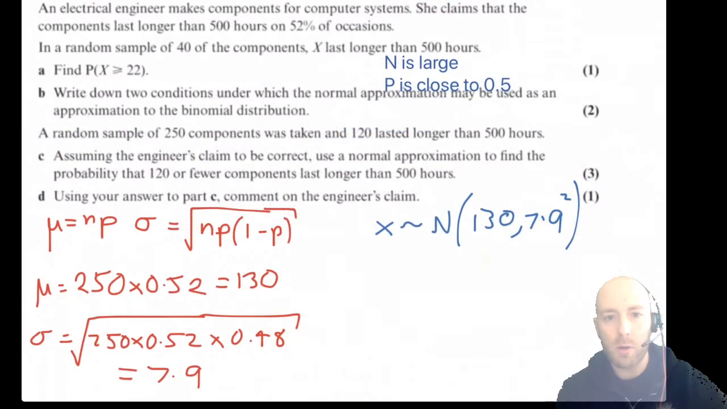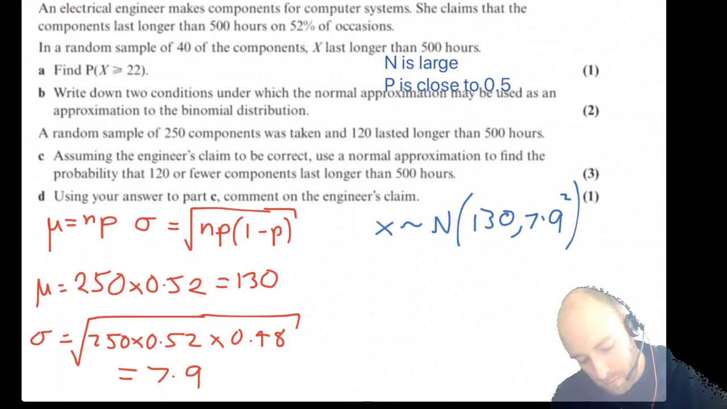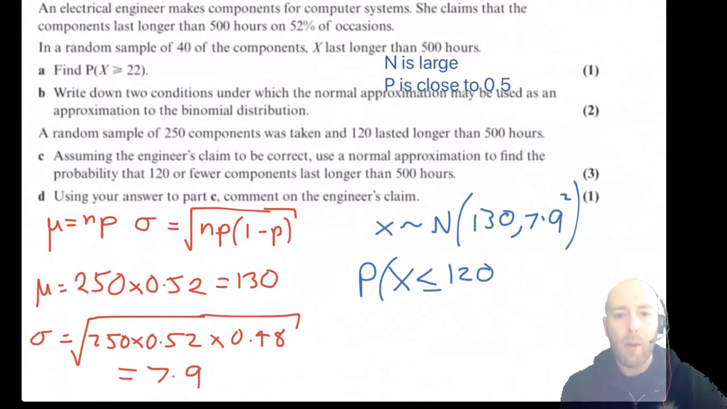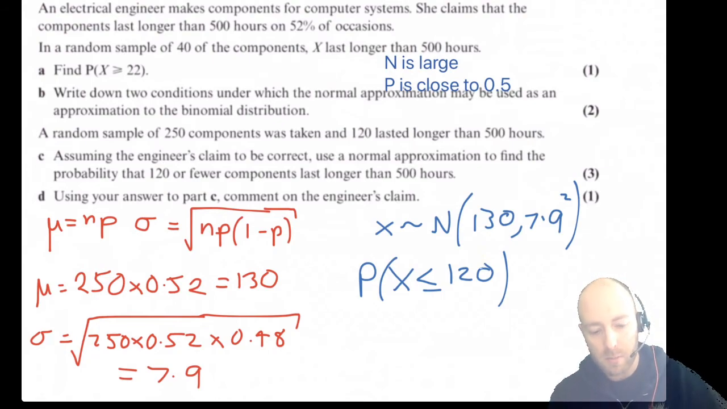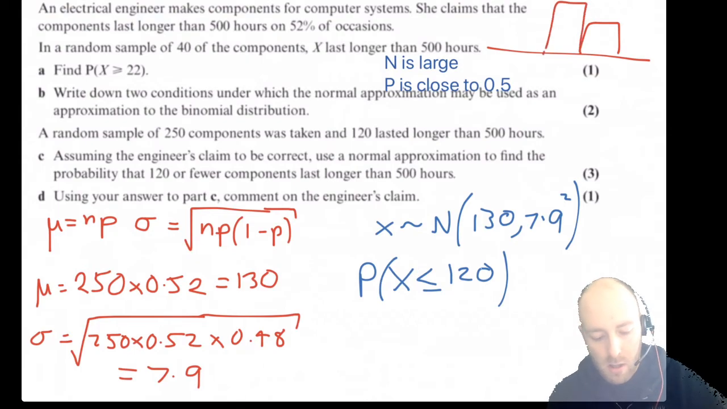But there's another thing we need to worry about. Remember, we've got to do a continuity correction. So we're trying to find the probability that 120 or fewer, so probability x is less than or equal to 120. We need to work out how to continuity correct that. Because remember, if I do a little sketch up here, we want it to be less than or equal to this one, 120. So we want to include all of this bar.